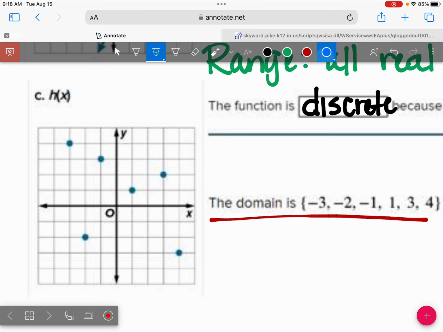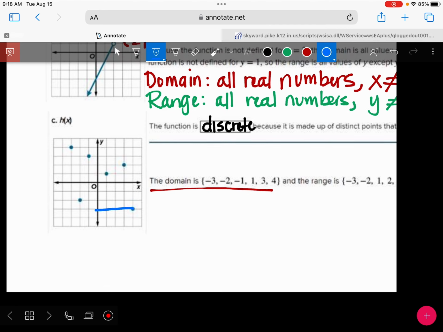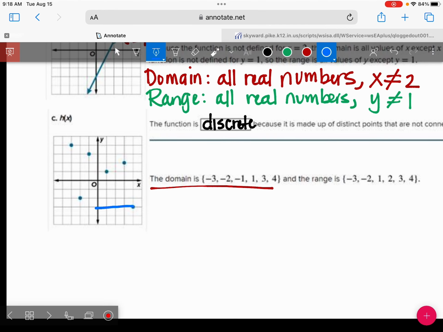And then your range, we're looking at our y values. So we're starting here, y equals -3. You always start with the lowest y value and you go up. So your range, we have -3, and then the next y value would be -2. And then we hop back up, we got +1, +2, +3, and +4.